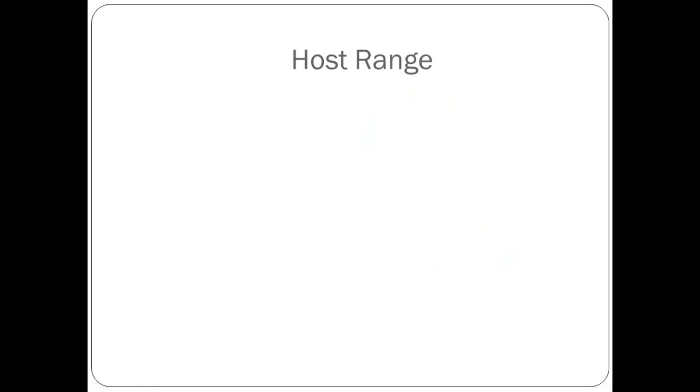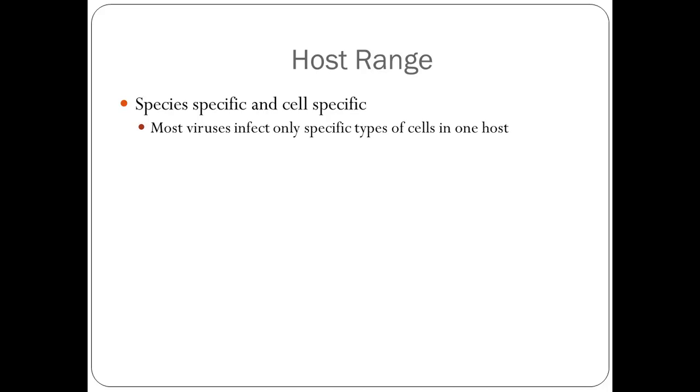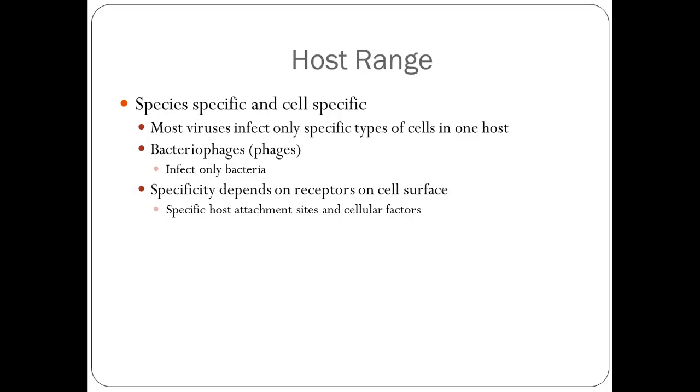Host range. Species-specific and cell-specific. Most viruses infect only specific types of cells and one host. So, in Chapter 5, at the end, we talked about bacteriophages in the process of transduction. And we said that bacteriophages, or phages, infect only bacteria. Specificity depends on the receptors on the cell surface. So there are specific host attachment sites and cellular factors. The host range is determined by those specific host attachment sites and cellular factors.